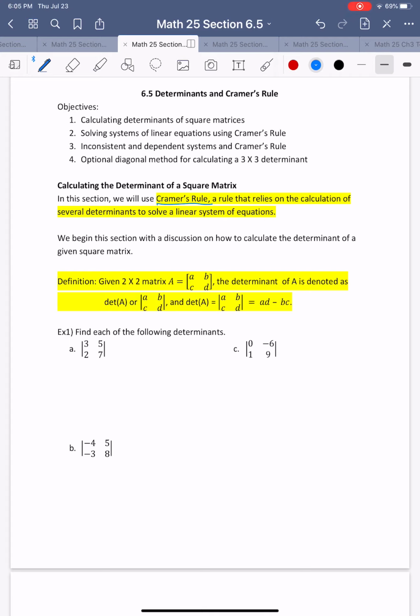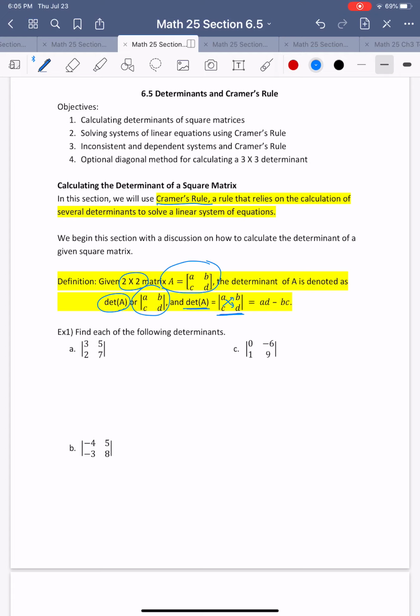So let's start with a 2 by 2. A 2 by 2 matrix has 2 rows and 2 columns: A, B, C, D. To denote the determinant of the matrix, we use bars instead of brackets. The determinant of matrix A is the difference of the two cross products.